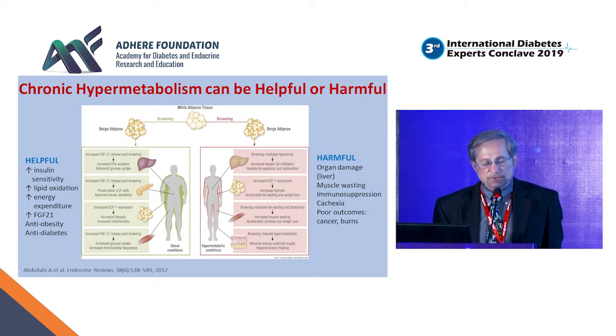Certainly, if we could do this with some of these other factors, and FGF21 is being actively investigated, we could increase insulin sensitivity, increase lipid oxidation and energy expenditure, and this would have anti-obesity and anti-diabetic properties. But think about it, if you heat people up, this can be harmful also, causing organ damage, muscle wasting, immunosuppression, cachexia. We know that induction of brown fat can have poor clinical outcomes in cancer and burns.